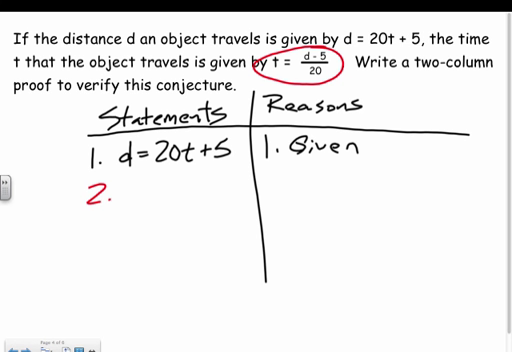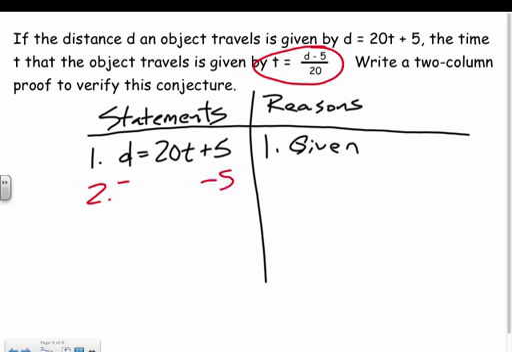So let's take it step by step. So my first step is I'm doing what? I'm looking at my algebra here. What do I want to do to get t by itself? Well, you've got to think back. You always do the inverse of what's being done. I can't touch the 20 that's connected to the t, so I've got to get the plus 5 out of there first. So we're going to subtract 5 from both sides.